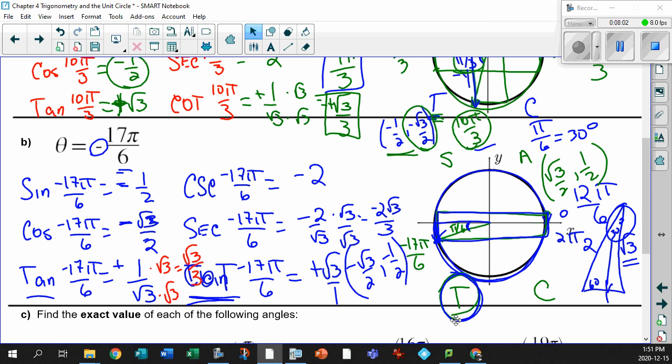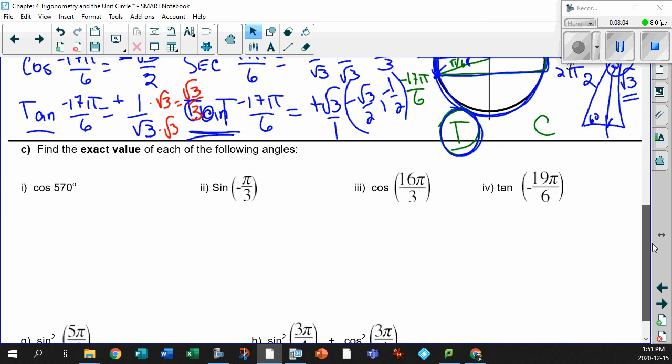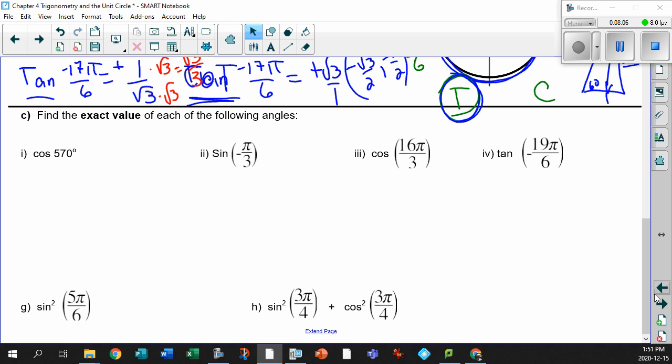So they take a little while, but you know what? It sure beats throwing it in your calculator and not getting the right answer, right? Okay, so let's do these ones. Let's see if we can do these ones a little bit quicker now. Okay, same thing. Got to be able to bounce back between degrees and radians. So let's go.